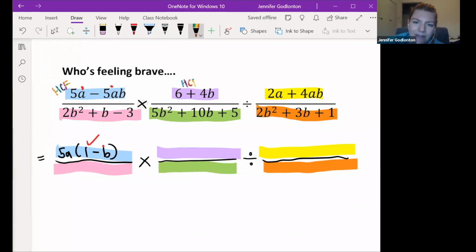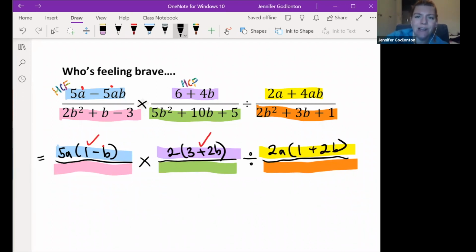Purple, highest common factor. We are going to take out 2, and we're going to be left with 3 plus 2b. Give yourselves a mark. Yellow, we are going to take out 2a, and we're going to be left with 1 plus 2b. Again, if you left out that 1, silly banana, give yourselves a mark.